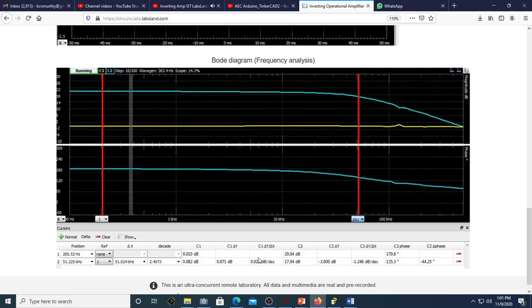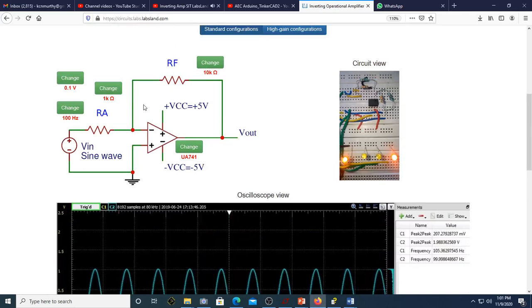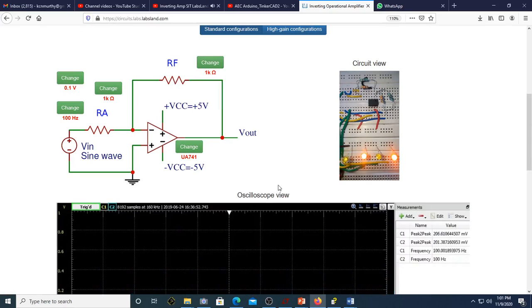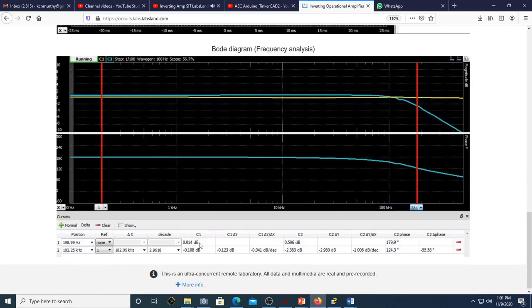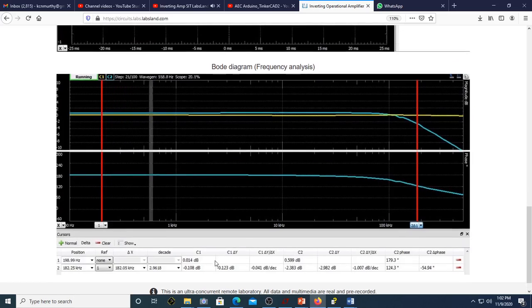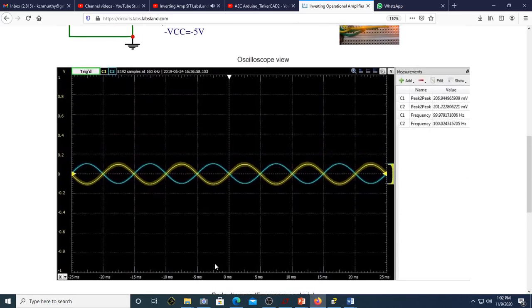If the gain of the amplifier is changed to -1 volt per volt by choosing the resistance values of Ra and Rf as 10 kΩ, the oscilloscope view shows a gain of almost 1 and the Bode plot readings are DC gain of -0.1 dB at 200 Hz and 3 dB bandwidth increased to 354.4 kHz. This demonstrates, as the gain of the amplifier decreases, the bandwidth increases.